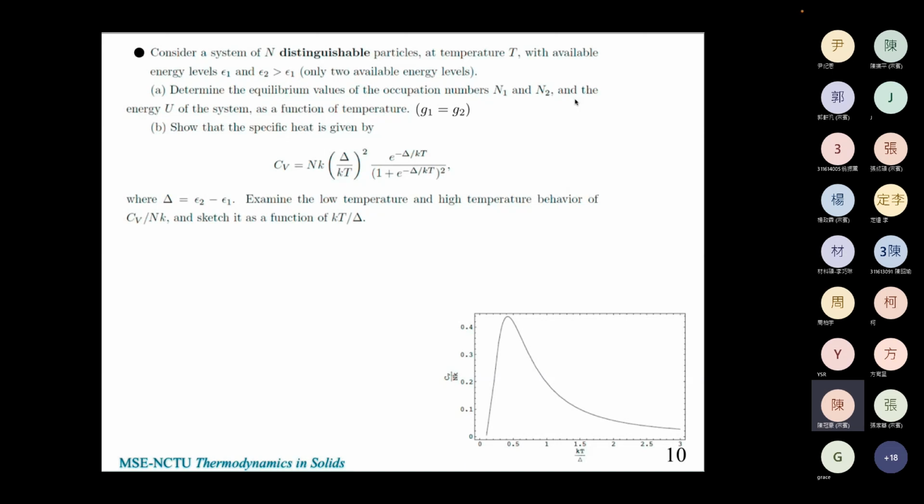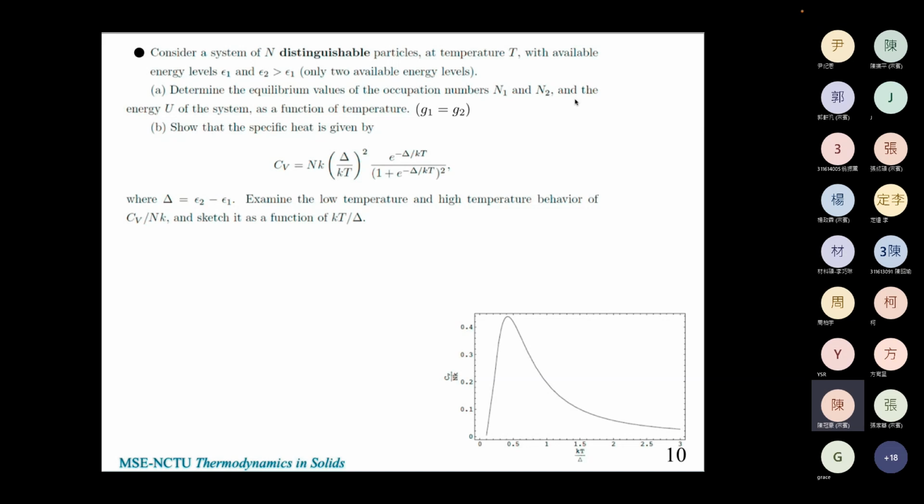Okay, next, let's give this example. Consider a system of indistinguishable particles, which means Boltzmann statistics, right? At temperature T, with available energy levels epsilon_1 and epsilon_2, and epsilon_2 is greater than epsilon_1. Only two available energy levels. Of course, this is a toy model. This is not a real state. In the real world, we have epsilon_1, 2, 3, 4, 5, 6, 7, and so on until a really, really big number. So this is only a toy model for you to practice.